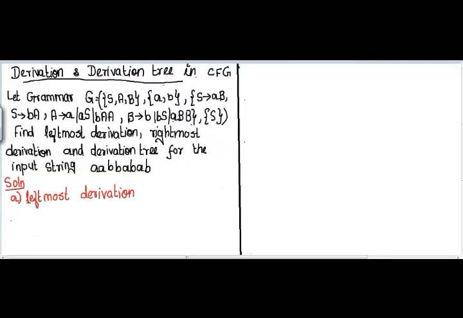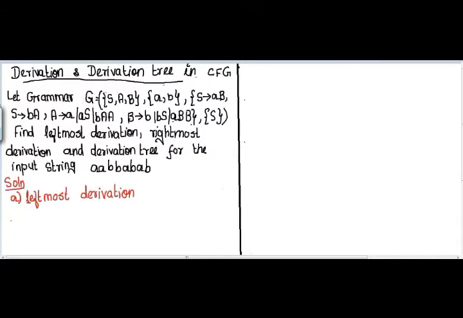In this lecture, I am going to explain derivation and derivation tree in context-free grammar. Derivation is a step-by-step procedure, that is, by using a sequence of production rules, we are going to find the input string. Derivation tree is also called a parse tree, and it is the graphical representation of derivation. I'm going to explain this using an example.